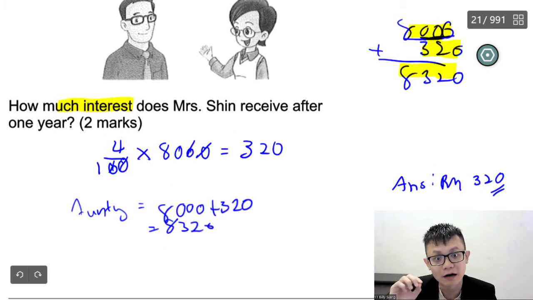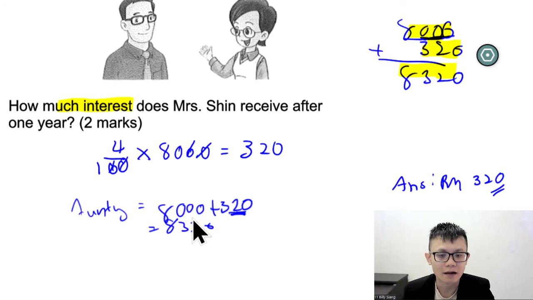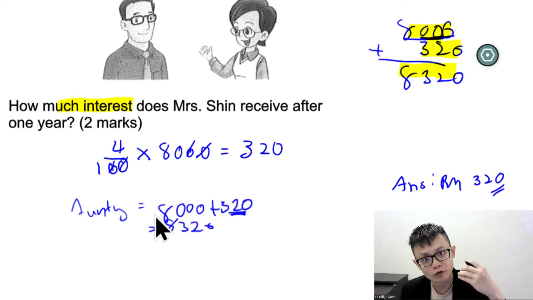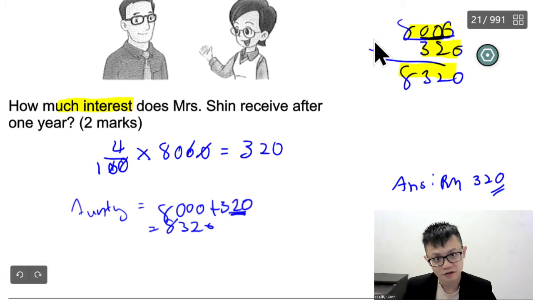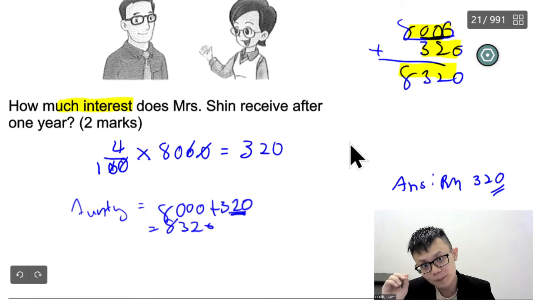So the total amount that Mrs. Shin will have is 8,000 plus 320, correct or not? Because 320 is the interest amount and the 8,000 is the original amount. So you get 8320. It means she put in 8,000, and next year she will get 8320. Why? Because of the interest of 4%.